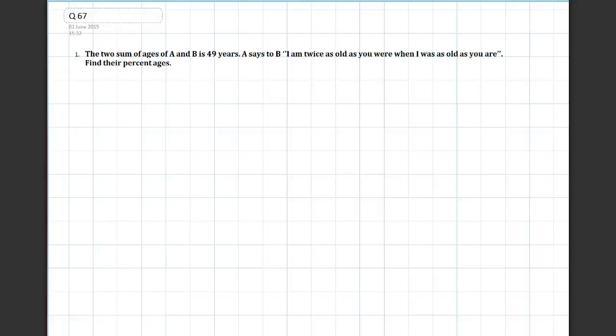So the question says there are two people, the sum of their ages is 49 years, and A says to B, "I am twice as old as you were when I was as old as you are." Find their present ages. See, this question is actually a question of English. If you know how to read English, it should be done.